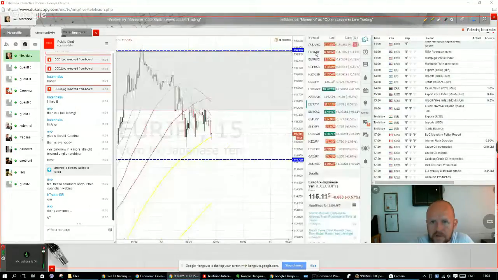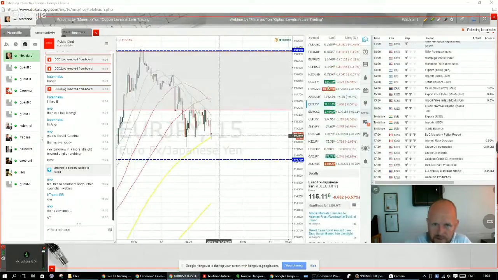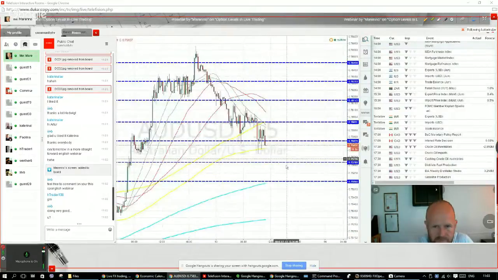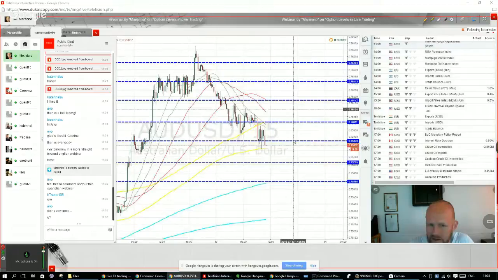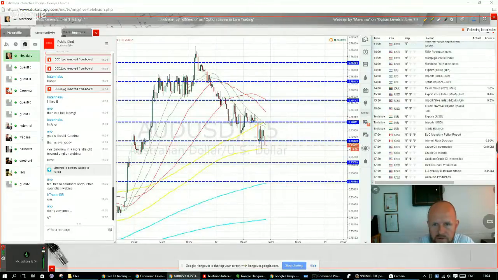Okay, so let's start with my currency pairs that I trade. So Aussie, the first one. Well, I've already put some session levels on here. I didn't have enough time to place option levels onto my block Dukascopy, so we'll do it a bit later on. So basically now let's go and have a look what is going on.